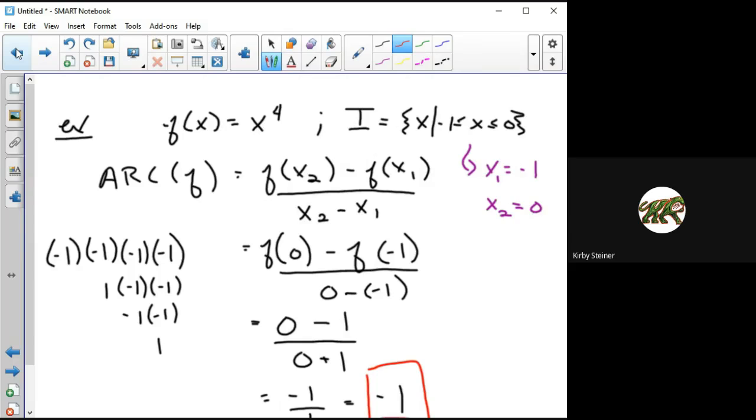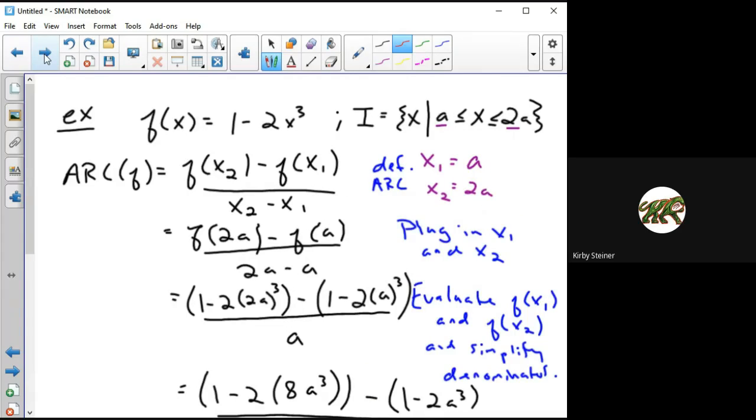Geometrically, what we're doing is the slope of a secant line. The essence of it, though, is how much does a function increase or decrease over that interval, right? So we saw a case here with x to the fourth, when we get a simple answer, negative 1. We can also do it with an abstract problem and get a more abstract answer.